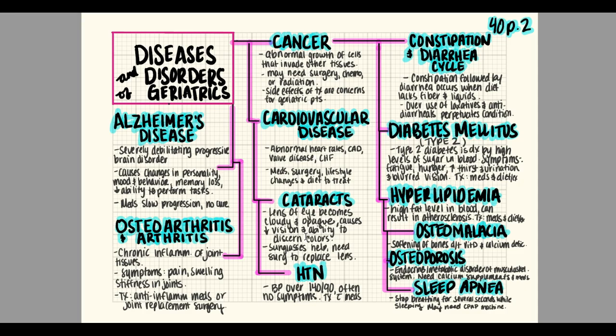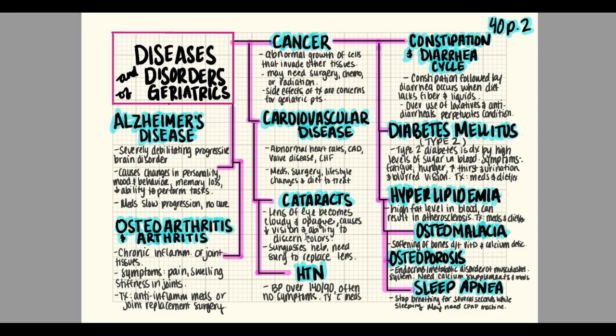There is no cure. However, some medications are available to slow down how quickly that disease progresses. Osteoarthritis and arthritis, those are chronic inflammations of joint tissues. Symptoms include pain, swelling, and stiffness in joints. Treatment is usually anti-inflammatory medications, and at times it could eventually lead to a joint replacement surgery.